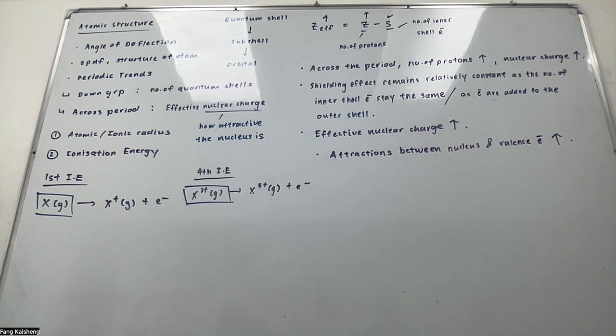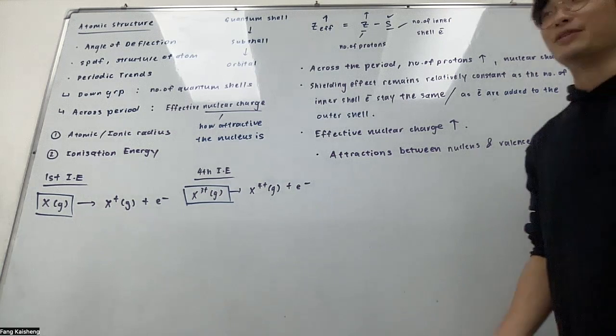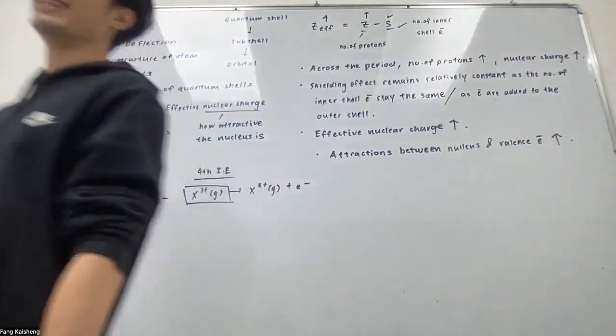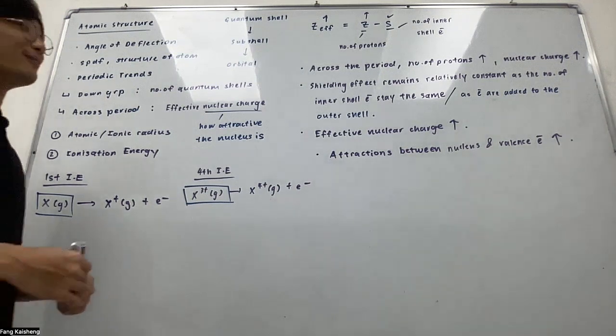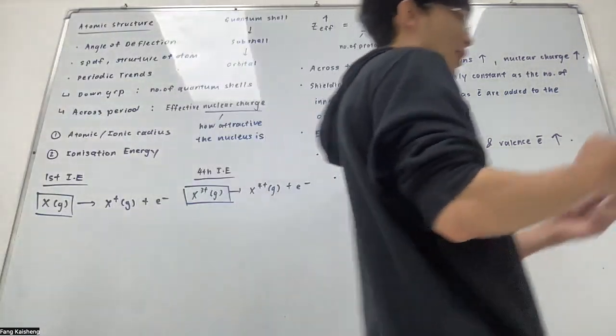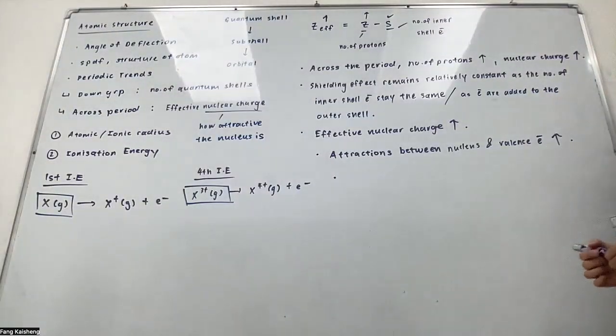In exam, unfortunately, I don't think you can use the arrows. You must write increases, right? Maybe if you run out of time, in an exam, you can try, but I don't know whether the teacher will find out. Okay, so attractions become stronger.